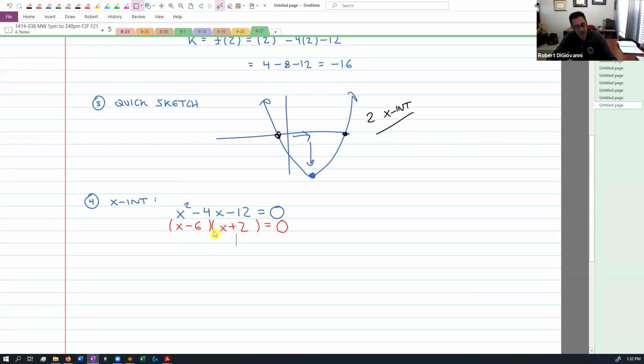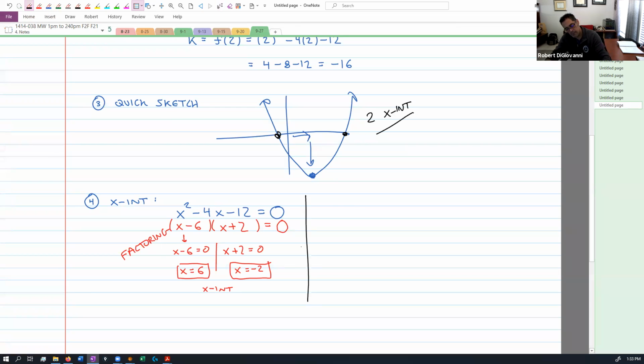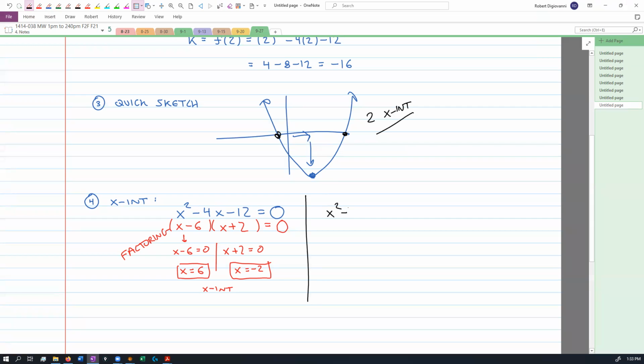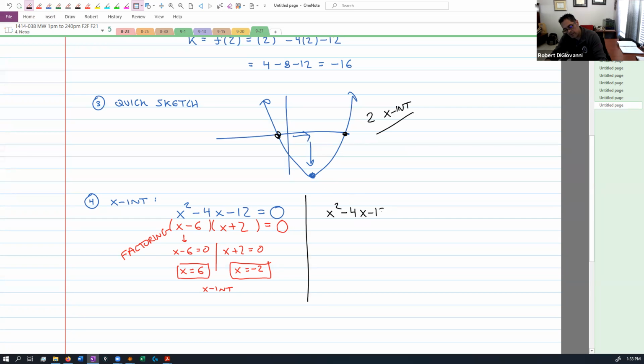Once you have it factored, you can set each factor equal to 0. And you should get 2 answers, positive 6 and negative 2. Those are the x-intercepts. So that's how you do it with factoring. What's the other way? Does anyone know the other way I could have solved this? The quadratic formula. So we have a formula that's actually very nice. It's called the quadratic formula.